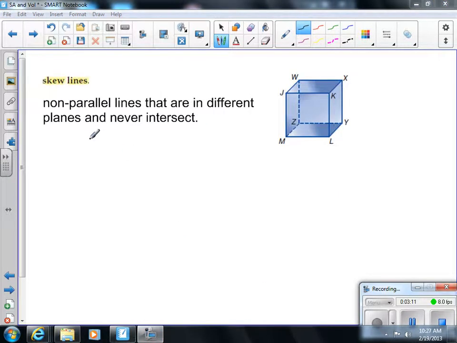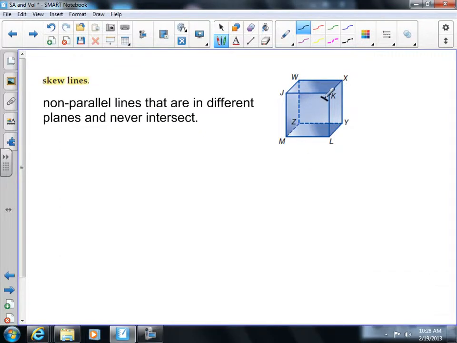Skew lines are non-parallel lines that are in different planes and they never intersect. For instance, a skew line might be the one diagonal going across that you had. That would be considered a skew line. It's a non-parallel line that is in a different plane and they never intersect. So what would be a skew line of the front and, let's say, the back? What would be a skew line? Non-parallel. Okay, that are in different planes and never intersect.